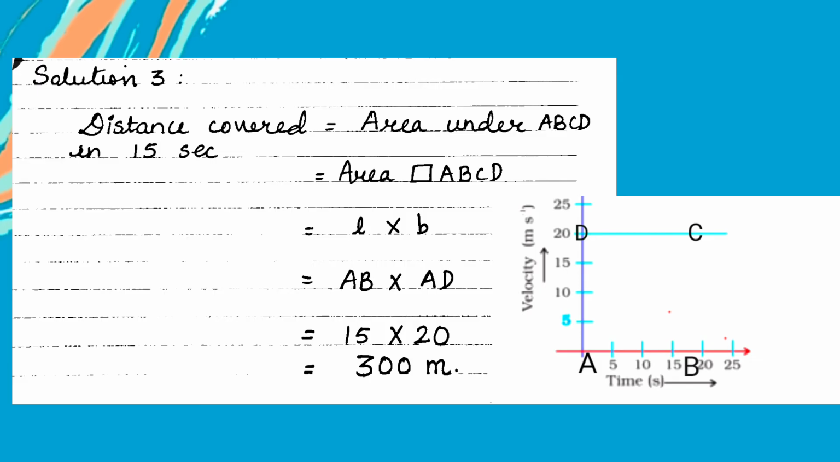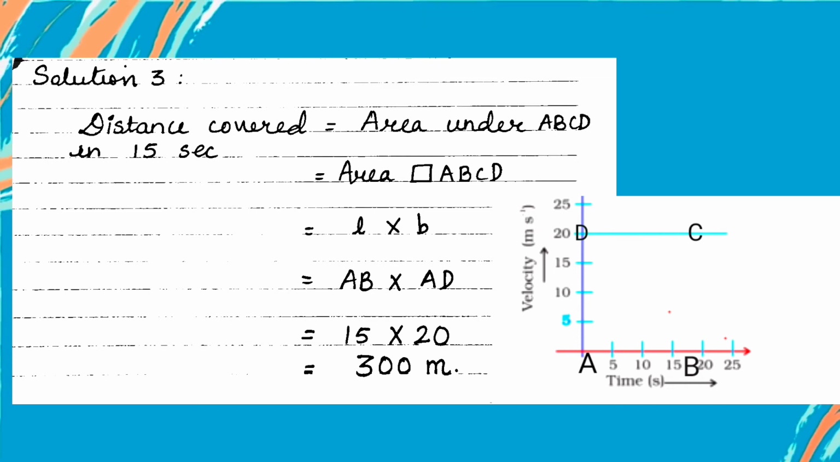Now the third one. Now you have to find the distance traveled by the cyclist in 15 seconds. We all know the concept. The area under the line represents distance. Up till what time do we have to find? Up till 15 seconds. So we will find the area enclosed within. The distance covered in 15 seconds is nothing but the area under ABCD. This ABCD is nothing but a rectangle.